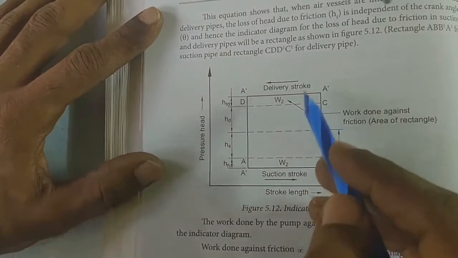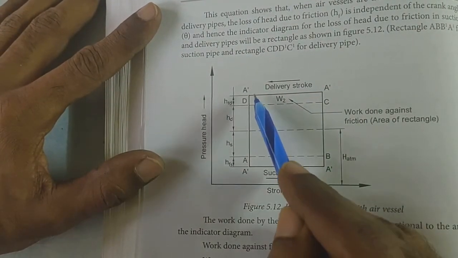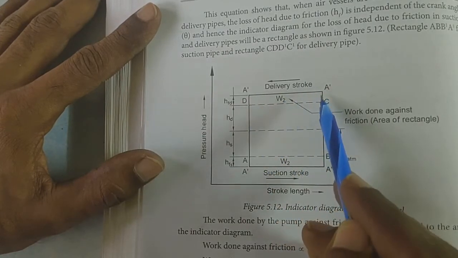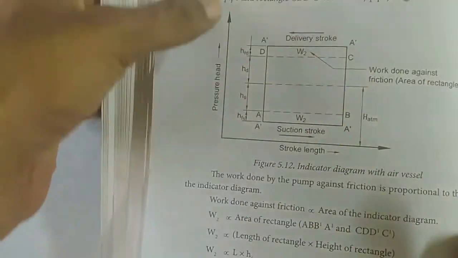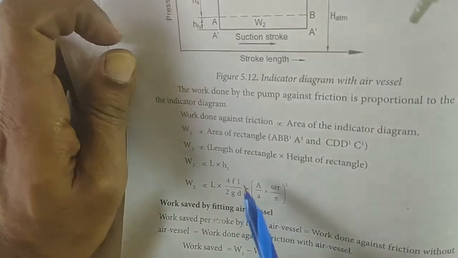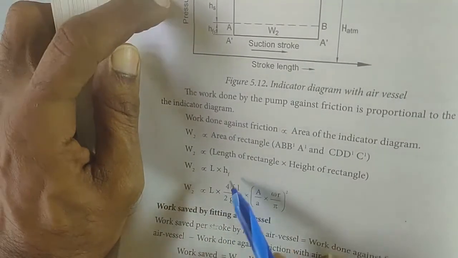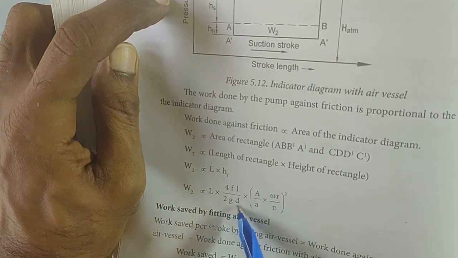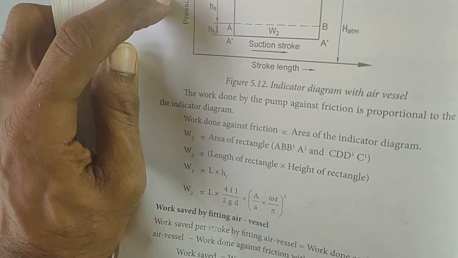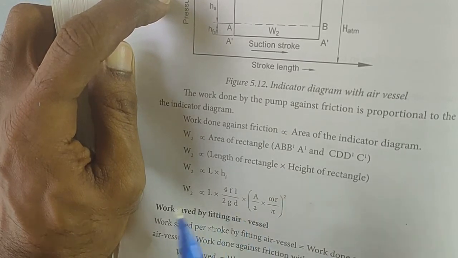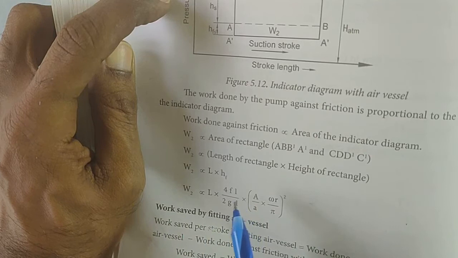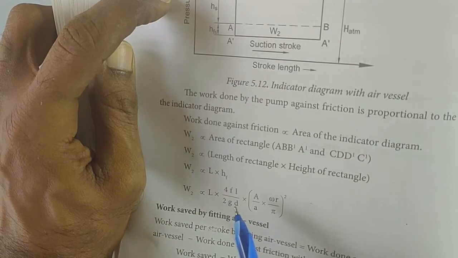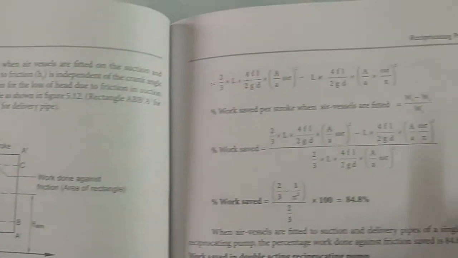If you consider the work done on the delivery side against the frictional head, it will be this area. It is not a parabolic area, it is now a rectangular area. That is shown here. So the work done W2 will be equal to L into HF, that is, 4FL by 2GD into A by A omega R by pi the whole square. So we got W1 and we have got W2.